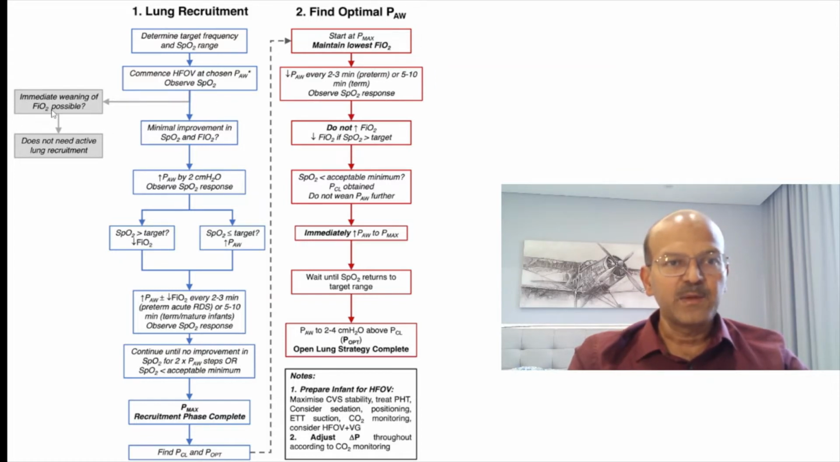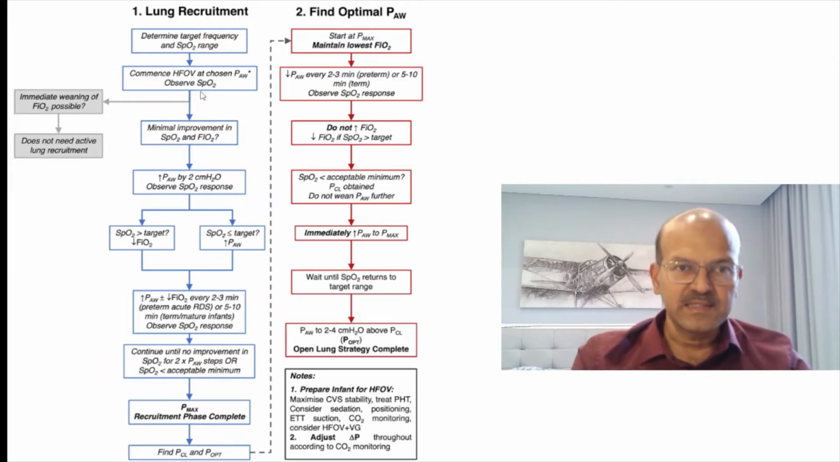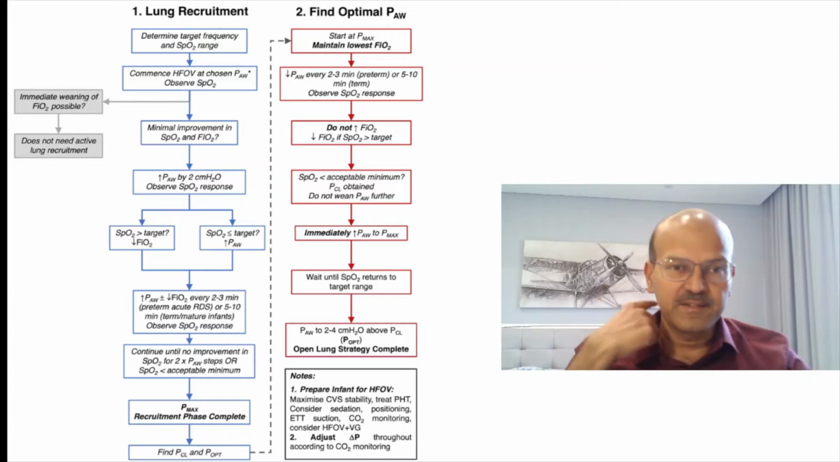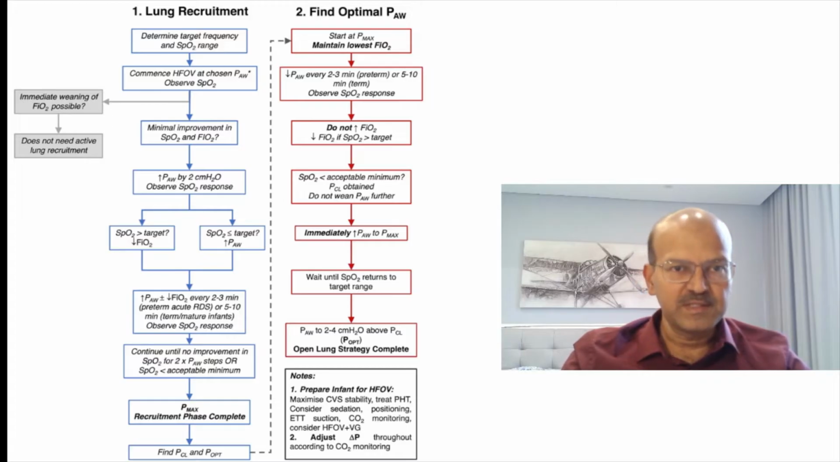If it is immediately weaning, then there is no need for recruitment. The baby is responding to high frequency well. And this is one of the reasons why some authors like Dr. Anton suggest that you start at a lower map than what you have on conventional. Mostly we say if you are on 10 map on conventional, you go to 12 map on high frequency, like 2 more. But Dr. Anton suggests that you start with 8 to 10 even in these situations, so that you don't have a risk of over-distending if the baby is a quick responder to high frequency.